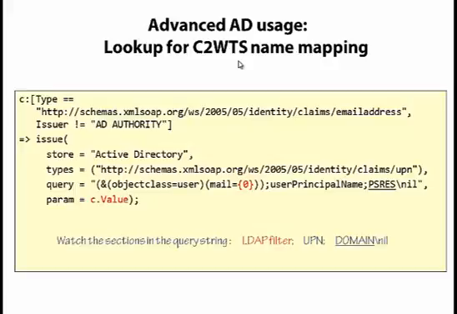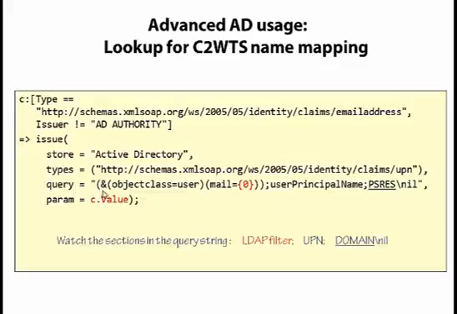So how does it work? You look for the email address and you make sure that it is not from the local AD authority, because then you would have done it in a different way. You would simply have selected the UPN. This is for accounts from a partner. And then the store is the regular Active Directory. The type is a UPN. And then we get the query.